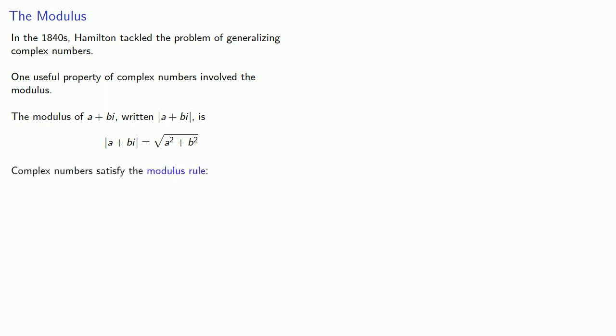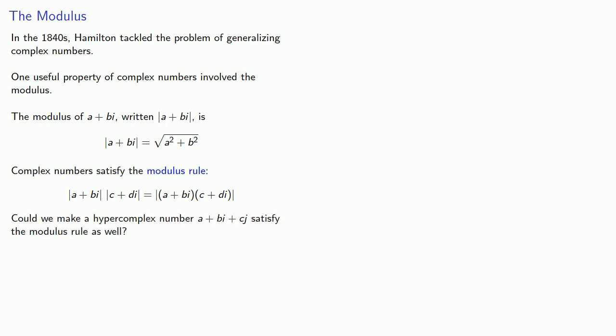Now, complex numbers satisfy what's known as the modulus rule, and we'll express it this way. If I find the product of the moduli of two complex numbers, what I get is the modulus of the product of the two complex numbers. And so the question is, could we make a hypercomplex number a plus bi plus cj that satisfies the modulus rule as well?